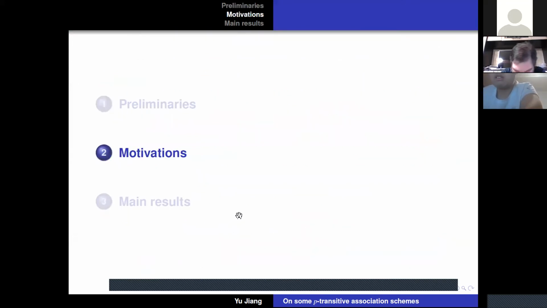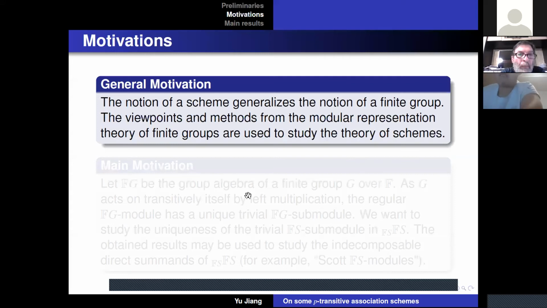Motivation. The motivation has two parts. First, consider the general motivation. The notion of a scheme generalizes the notion of a finite group. The viewpoints and methods from the modular representation theory of finite groups are usually used to study the theory of schemes. Now we consider the main motivation.